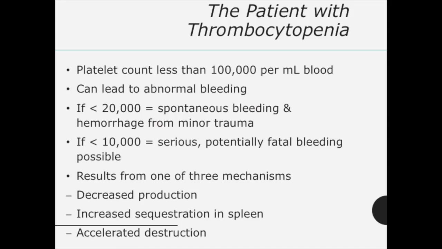So when we think about the patient with thrombocytopenia, that is a platelet count that's less than 100,000 per mL of blood. This will lead to abnormal bleeding potentially, especially once you get lower. So if you get to less than 20,000, then you're going to have that spontaneous bleeding and hemorrhage from minor trauma. And then if you are less than 10,000, you're going to have serious, potentially fatal bleeding possible.